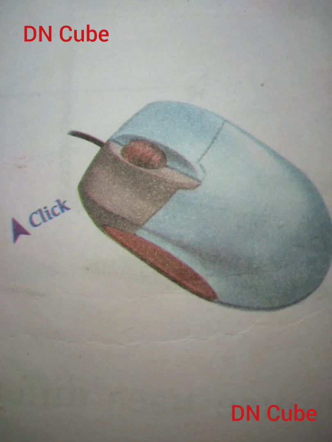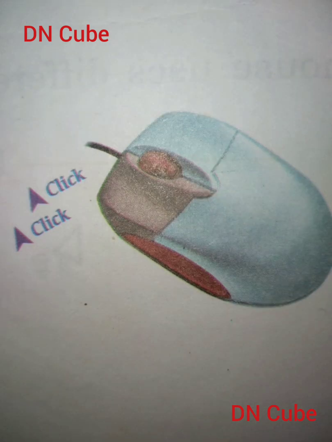Clicking on the left button twice is known as double clicking. Okay. Then we have discussed about right click. We have to click on the right hand side button of the mouse.